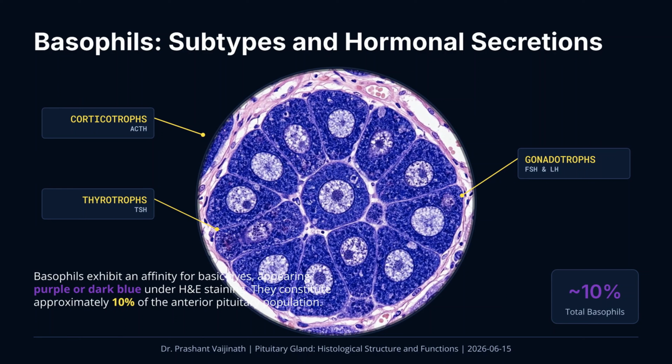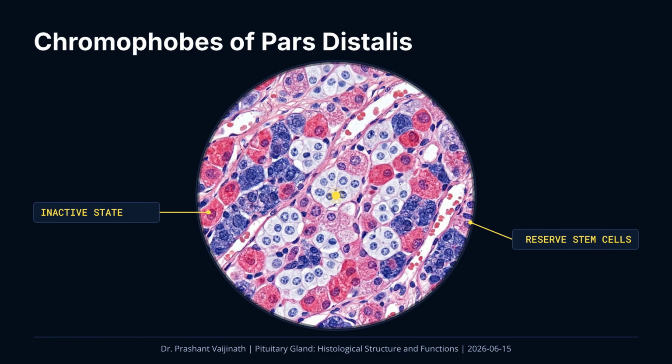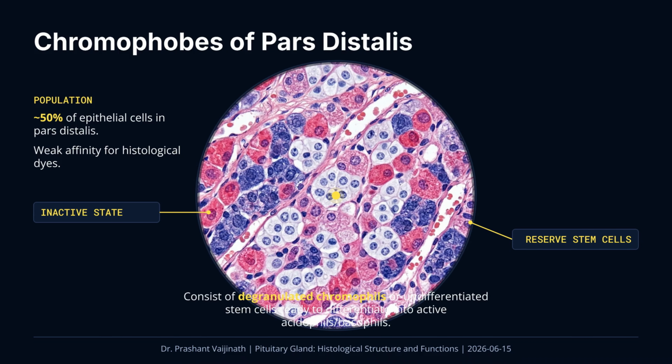Basophils stain purple or dark blue due to their affinity for basic dyes. They constitute about 10% of the anterior pituitary population and include corticotrophs, thyrotrophs, and gonadotrophs. Chromophobes are non-staining cells that make up about 50% of the pars distalis. They can be either degranulated chromophils or undifferentiated reserve stem cells, appearing as "naked nuclei" due to their scant cytoplasm.